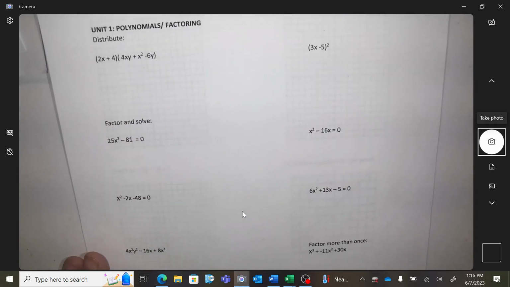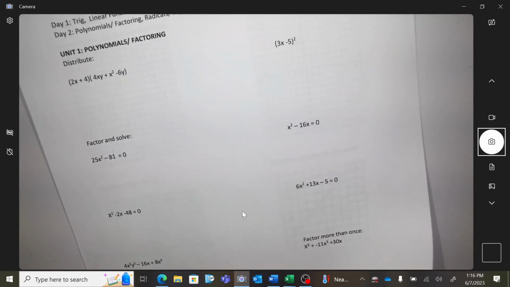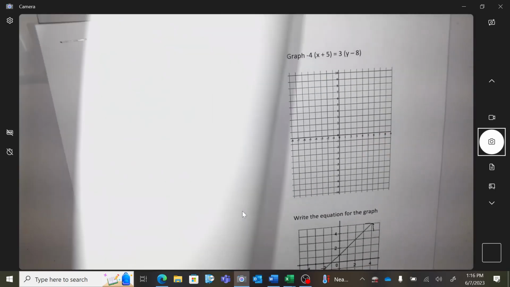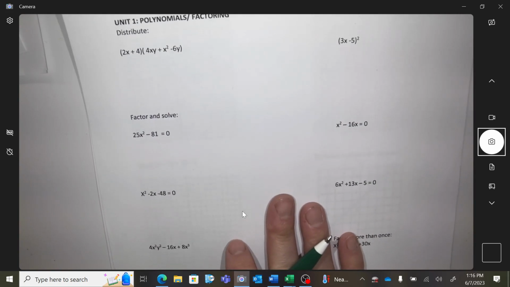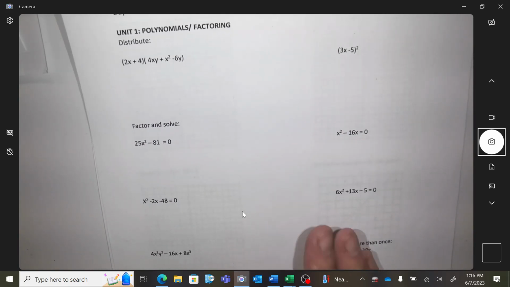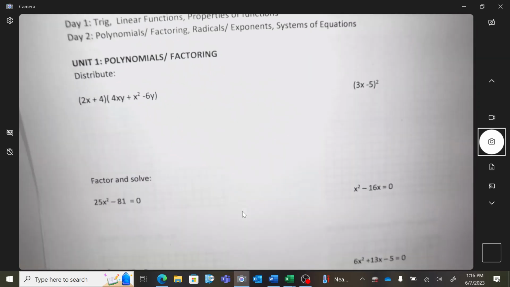Okay, so the first section, I would say quite a bit of these questions would be on a non-calculator portion. We're going to do this. We don't need a calculator to do any of this.